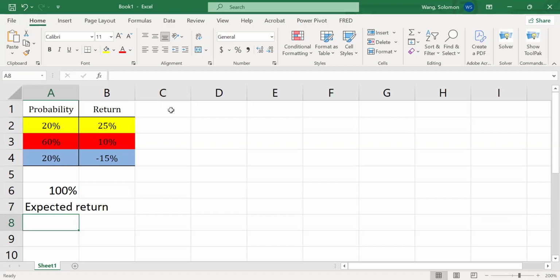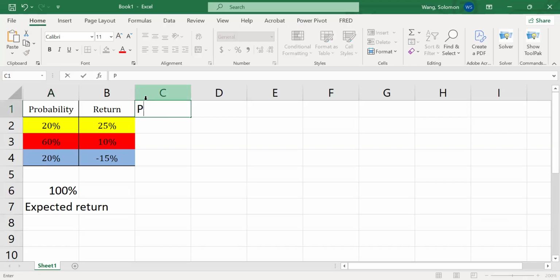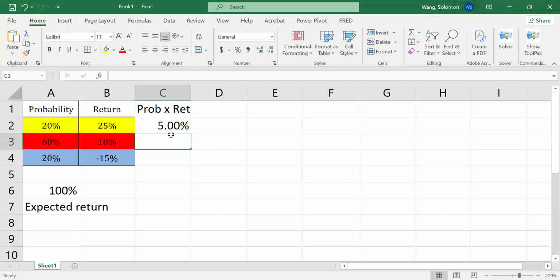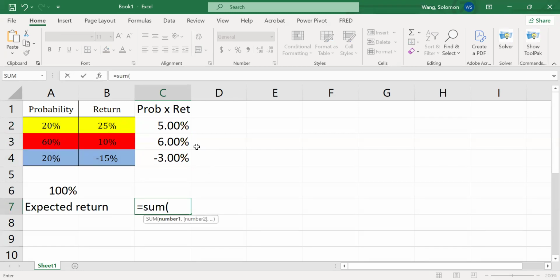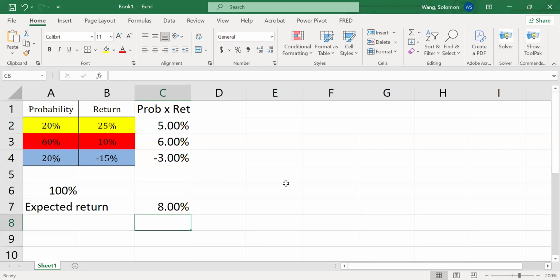So if you get the expected return, you should use the probability times the return. Okay, probability times return. You get 1 product for 1 case. This is the yellow case, then red case, and blue case. So 3 cases, 3 products. The expected return would just be the sum of the 3 products. Okay, that's 8%.